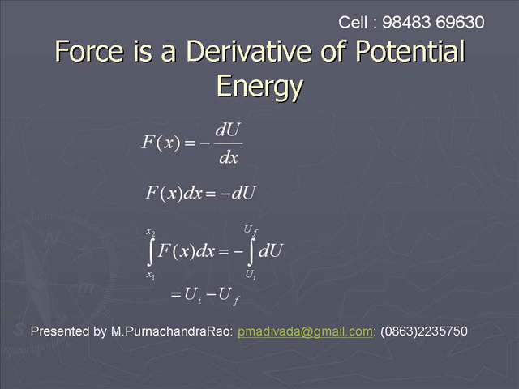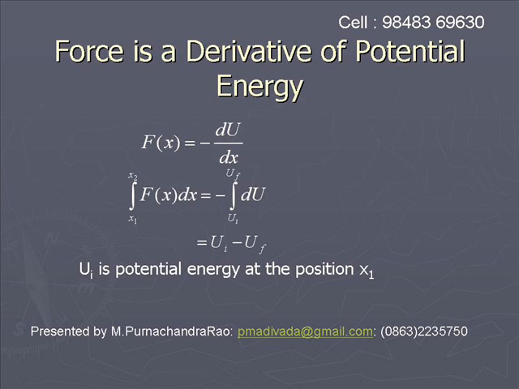On integration between two positions x1 and x2, we get the integral of Fx dx under the limits x1 to x2 equals minus the integral of dU, where the initial energy is Ui and the final energy is Uf. On evaluation, you will get this as Ui minus Uf.